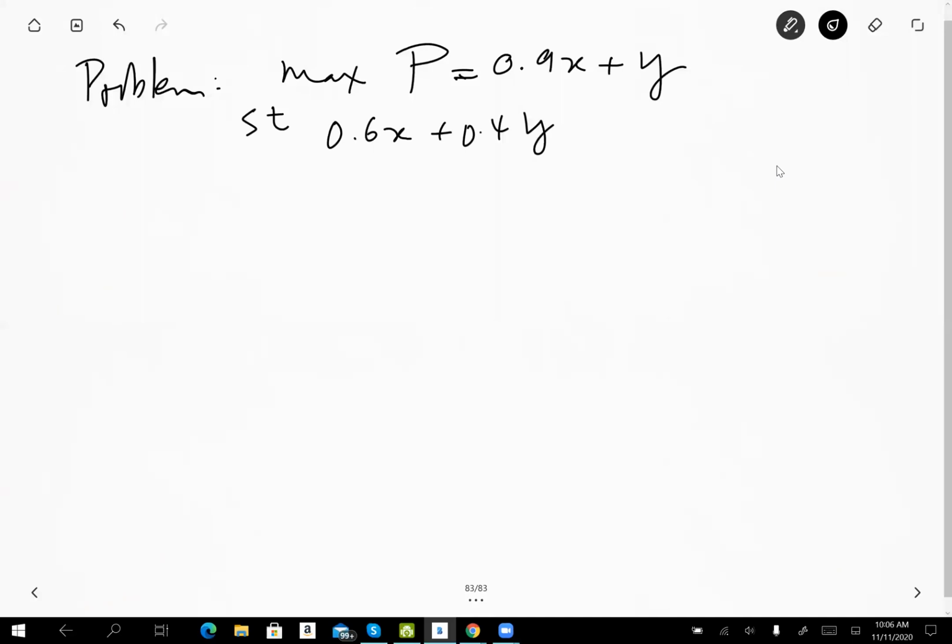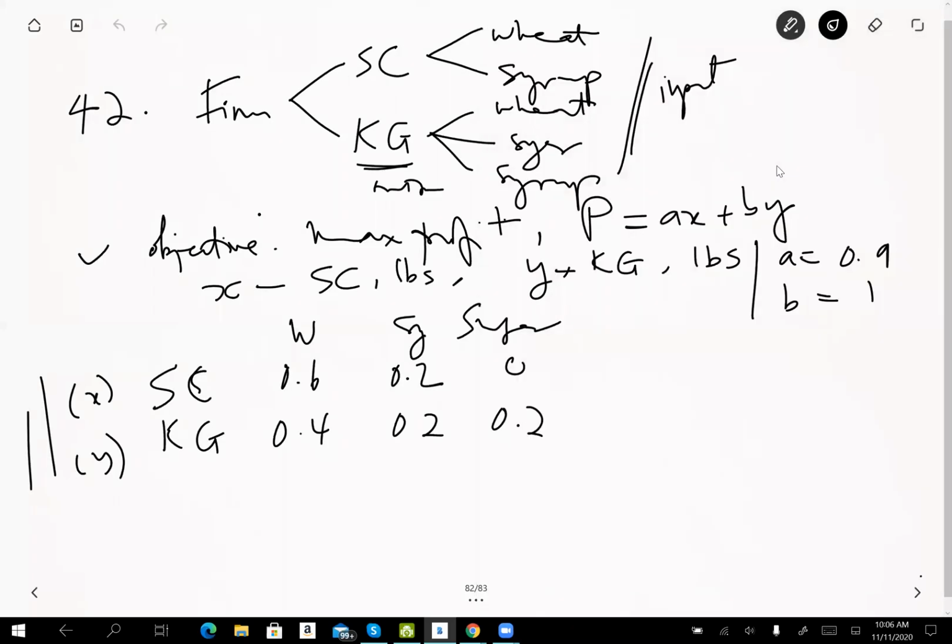Oh yeah, we have not talked about the constraints. Okay, what are the constraints? I forgot to do that. The constraint on the wheat is how much? 2,800. And the constraint on the syrup is 1,000. Constraint on the sugar is 800.